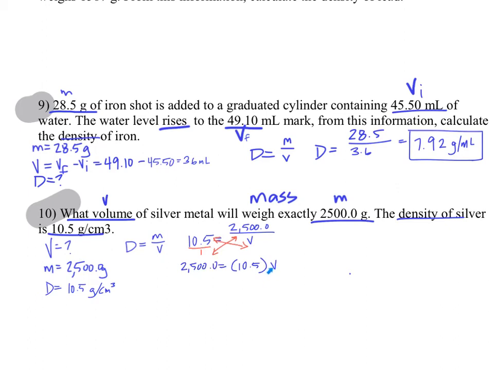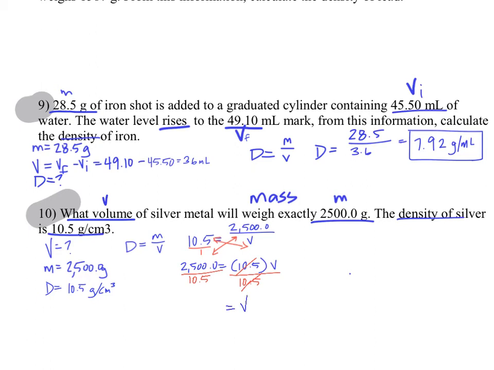I need to get V by itself. I'm going to leave it on the right side. Notice how it is being multiplied by 10.5. If I need to move this to the other side, I have to perform the opposite operation. So if these are being multiplied, the opposite is to divide. So I'm going to divide both sides by 10.5. Divide this side by 10.5, and the 10.5s cancel out. So that leaves me with V all by itself.